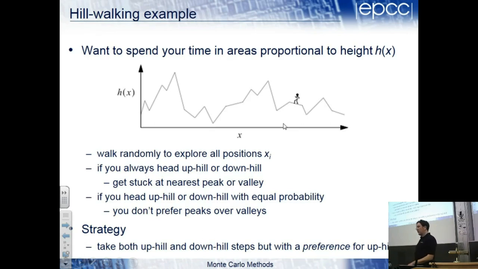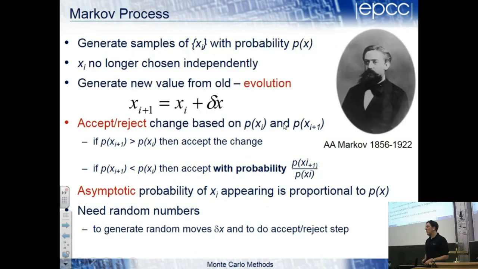And that's just a heuristic kind of argument, but it turns out that you can formalize that. And it's a very simple algorithm: by doing this random walk, as long as you do the random walk weighted in the correct way, you can generate samples xi with probability p of x. You can make sure that you stay in those regions which are probable with the right probability.